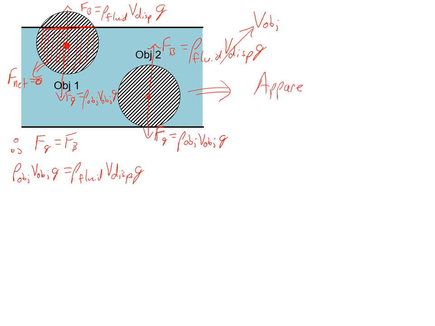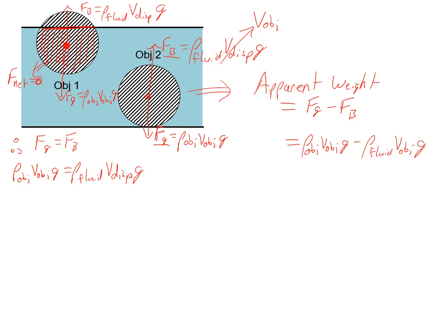Object 2 has an apparent weight, because the buoyant force and the force of gravity are not balanced, since this thing sinks to the bottom. So the apparent weight is going to be equal to the force of gravity minus the buoyant force. In other words, the density of the object times the volume of the object times g, minus the buoyant force, the density of the fluid times the volume of the object times g.